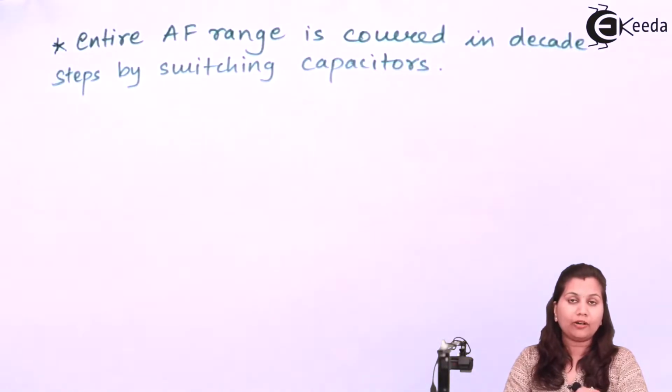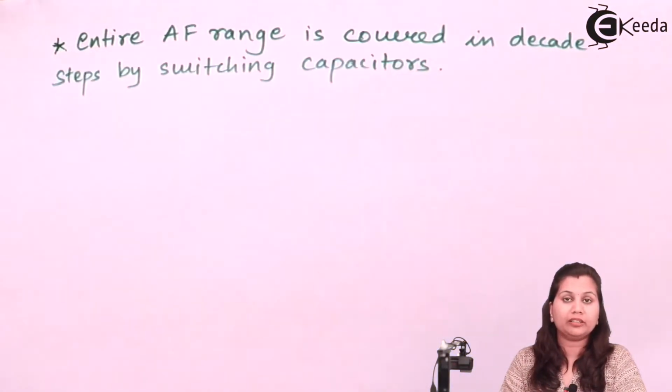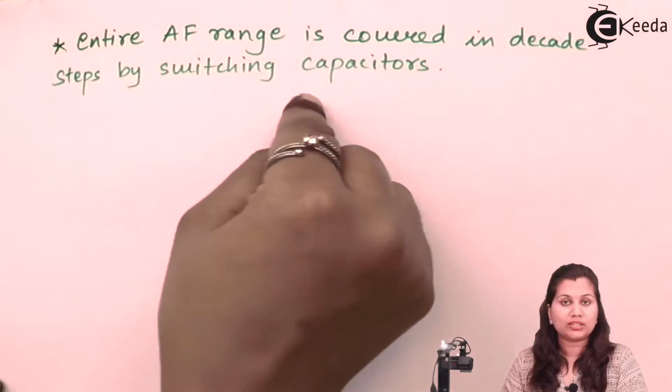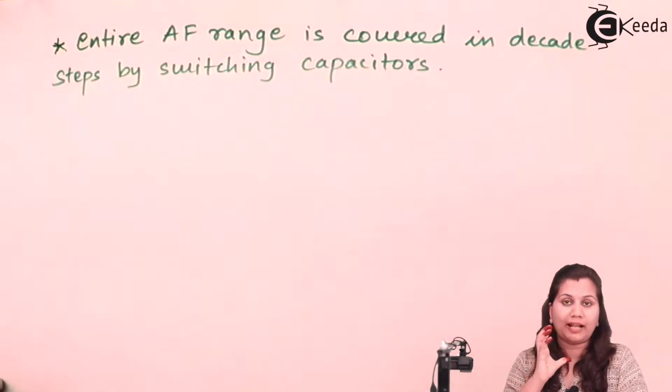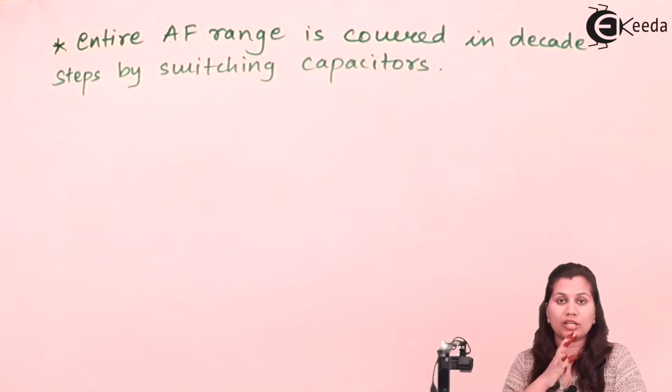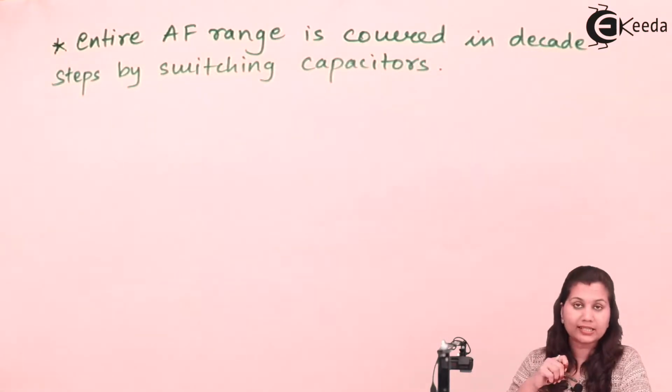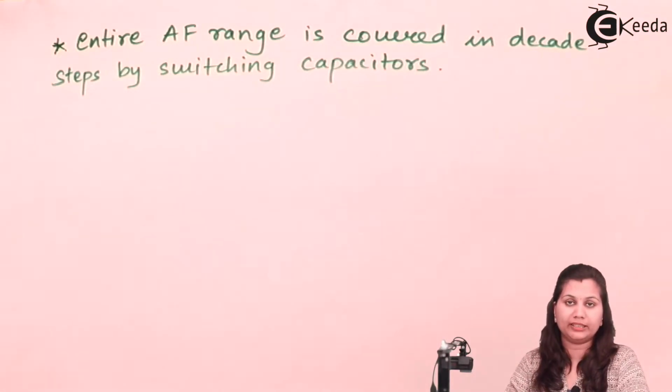The entire audio frequency range, 20 Hz to 20 kilohertz, can be covered in decade steps, means steps of 100. It can be covered by switching the capacitors. By changing the value of the capacitors, we can change the frequency range within this audio frequency range. We can select any frequency band within this range.